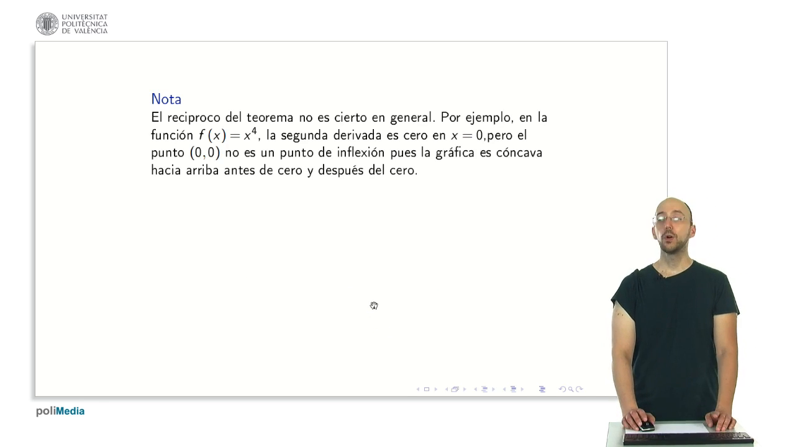A note to consider is that the reciprocal of the theorem we discussed is not true. For instance, if we take the function x to the fourth, its second derivative is 0 at x equals 0. Of course, if we take the derivative, we get 4x cubed, and the following one would be 12x squared. When we set the second derivative to 0, we find x equals 0.